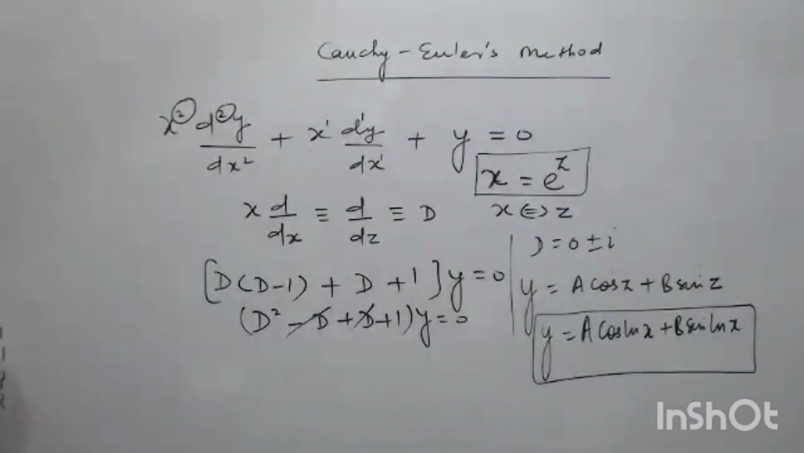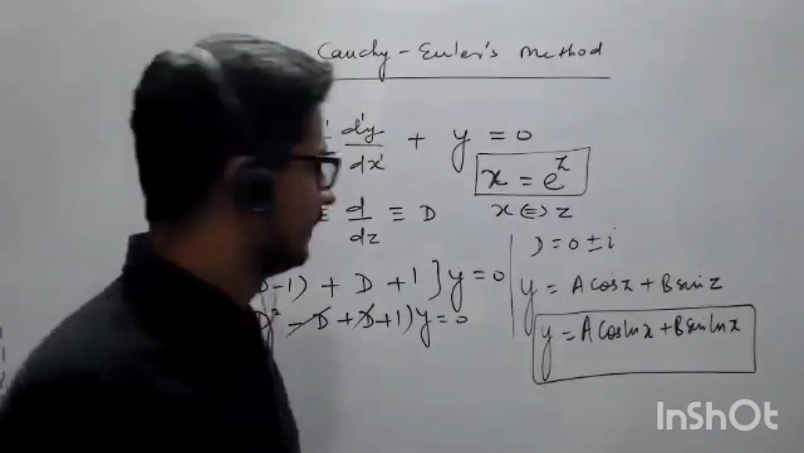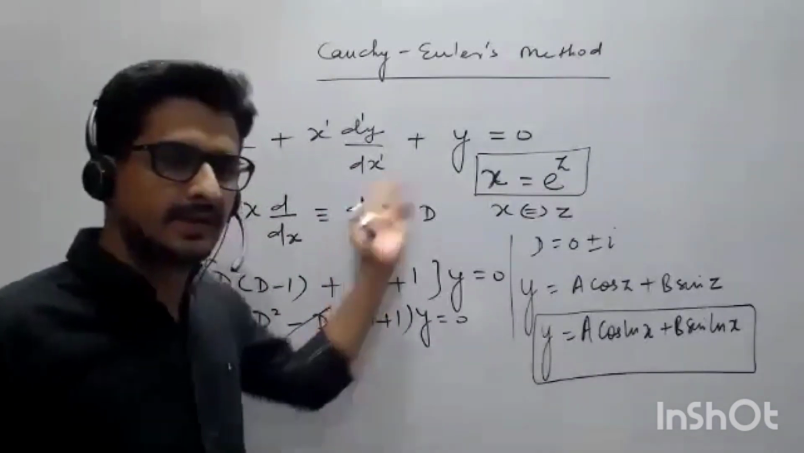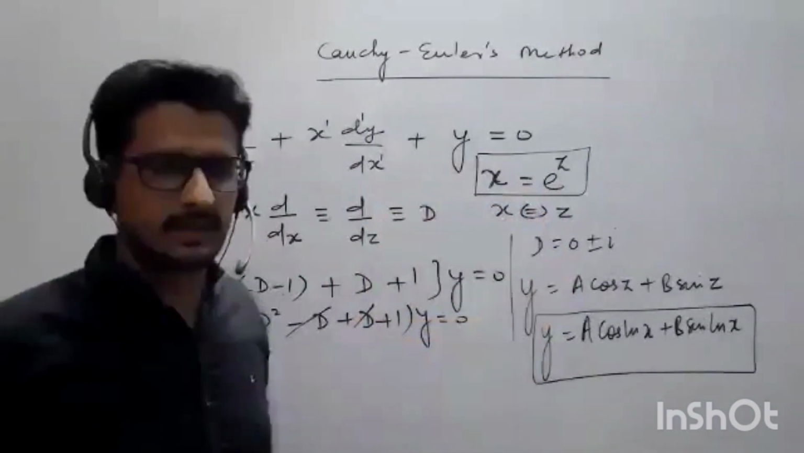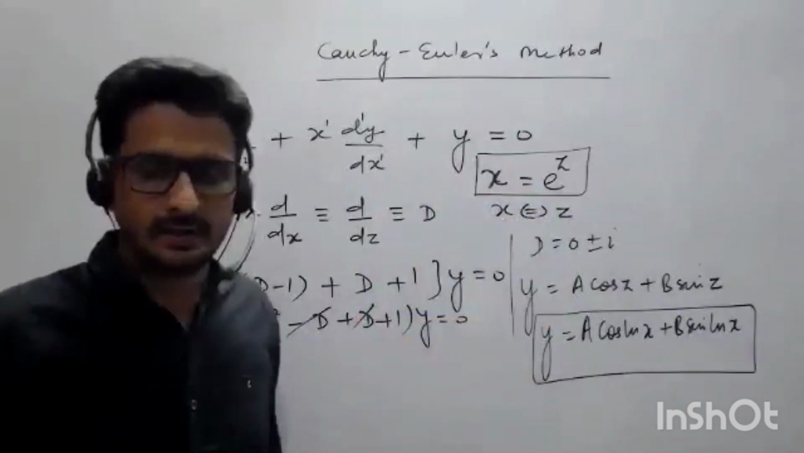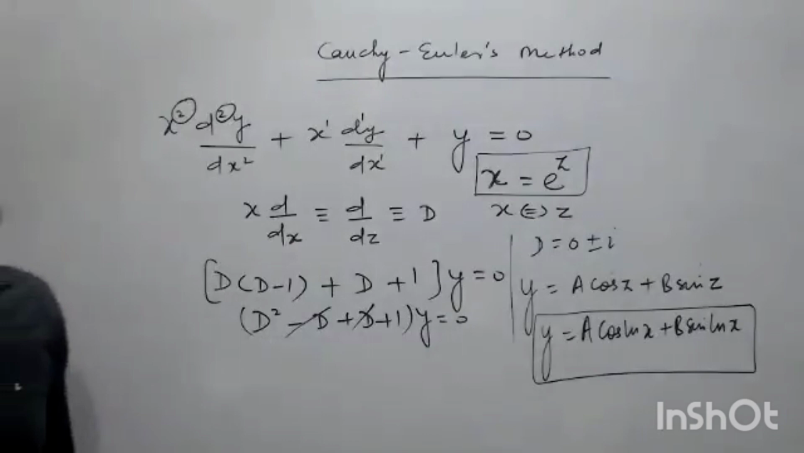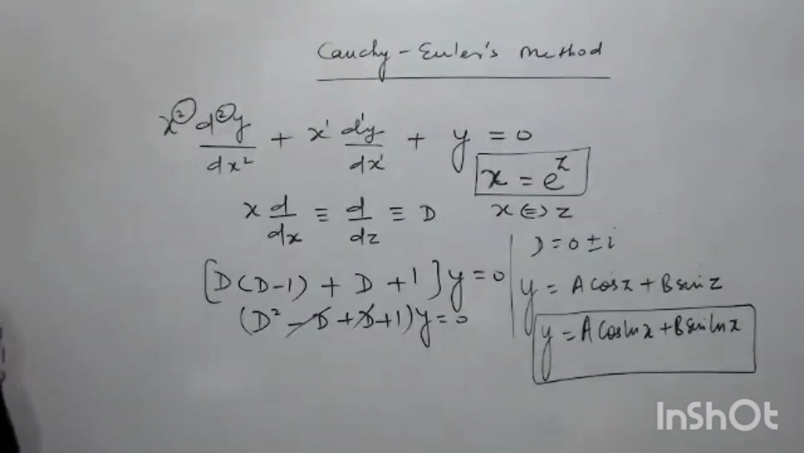Sir, in this method will it always be a second order homogeneous equation? No, that is not necessary. See, the equation is transformed already, na? So if it is not homogeneous, then you will have to calculate the particular integral. So let me take that case also, to make it more clear. Is it clear to everyone? Yes.